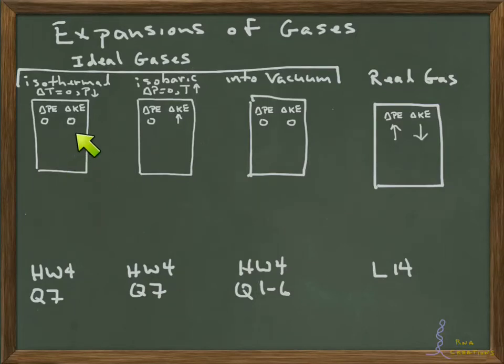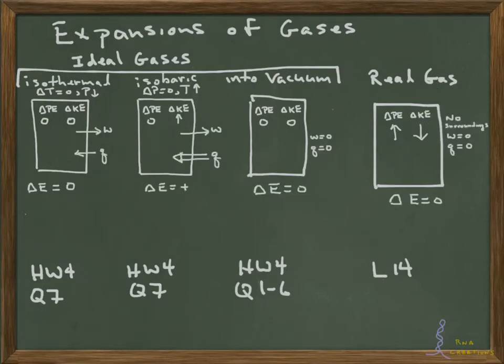Now let's consider what happens with the change in kinetic energy. We remember that for an ideal gas, the change in kinetic energy is proportional to the change in temperature. For the expansion under isothermal conditions, temperature is constant, so kinetic energy doesn't change. For the isobaric expansion, temperature increases, so kinetic energy increases. In the case of expanding into a vacuum, we're expanding into empty space, so there's nothing to slow down the velocity of the gas molecules. So kinetic energy equal to 1/2 mv squared doesn't change. And in the case of the real gas, the kinetic energy decreases, and we know that's the case because they got cold.